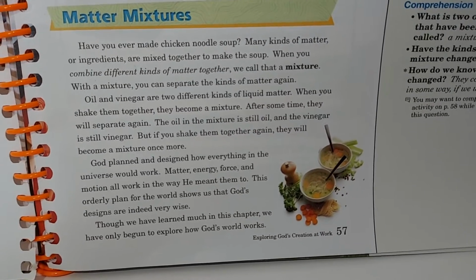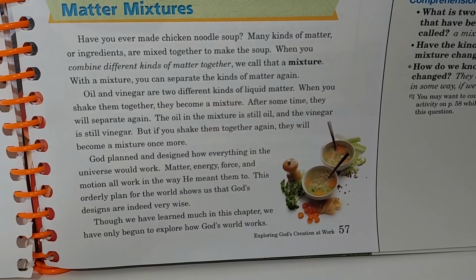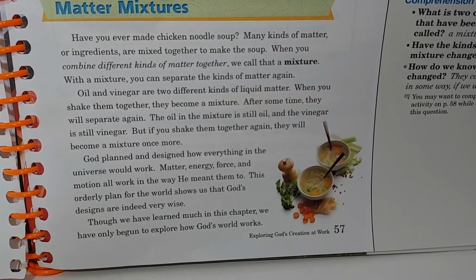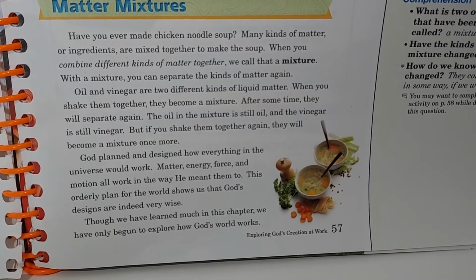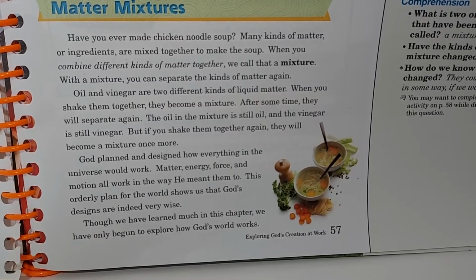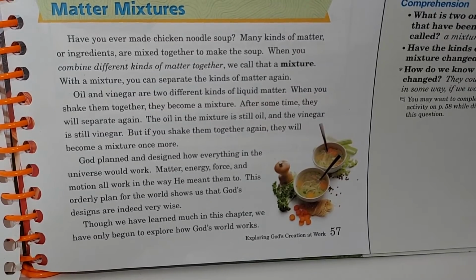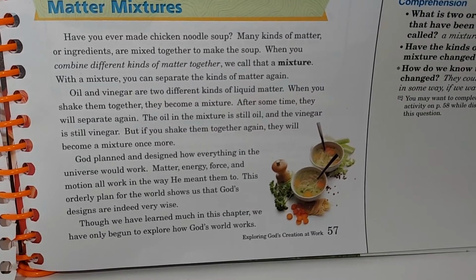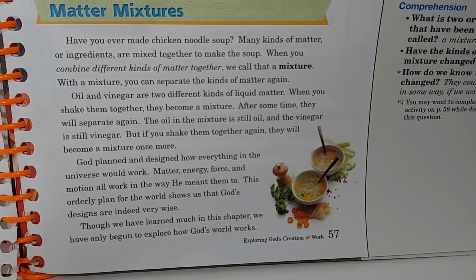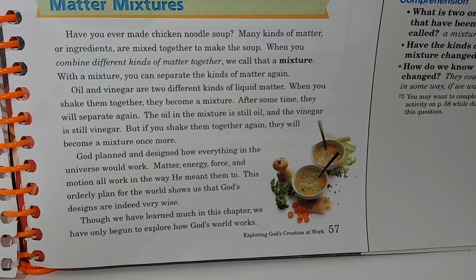They're being combined. God planned and designed how everything in the universe would work. Matter, energy, force, and motion all work in the way He meant them to. This orderly plan for the world shows us that God's designs are indeed very wise. Though we have learned much in this chapter, we have only begun to explore how God's world works.